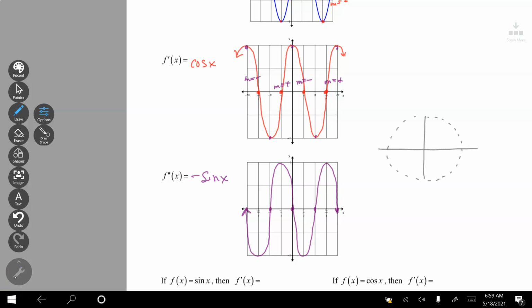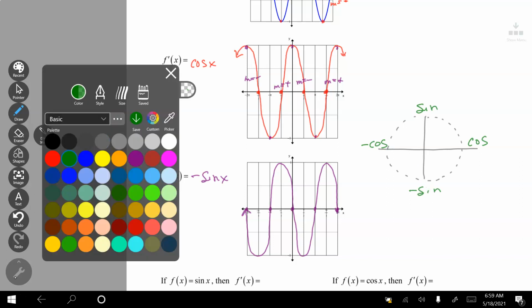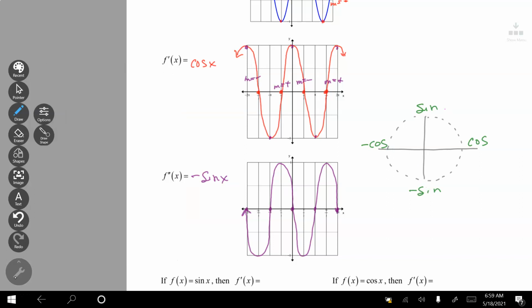Well, if I go back to my unit circle, I know the positive x is the cosine value. Positive y is sine. Negative x is negative cosine. Negative y is negative sine. And to me, this is the circle for derivatives. The derivative of sine is cosine. Derivative of cosine is negative sine. Derivative of negative sine is negative cosine. Derivative of negative cosine is sine. So this is how I remember my derivatives for trig.